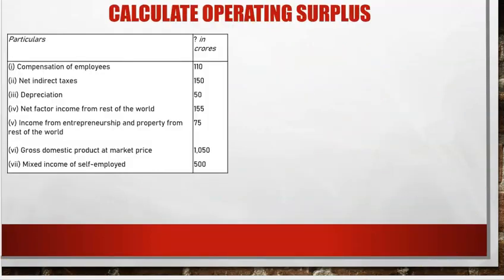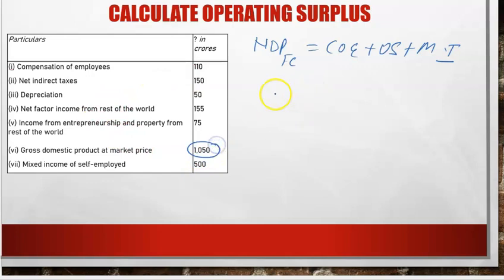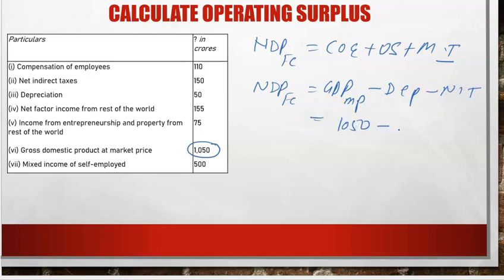Coming to the last type of question, calculate operating surplus, and what is given to us? GDP MP is given to us, but we need NDPfc. So NDPfc, COE, operating surplus, it's a reverse question, and mixed income. So let us convert GDP MP into NDPfc first. It's very easy. NDPfc is equal to GDP MP minus depreciation and minus NIT. So what is GDP MP? 1050 minus depreciation is 50 and minus NIT is 150. So 1050 minus 200 is 850.